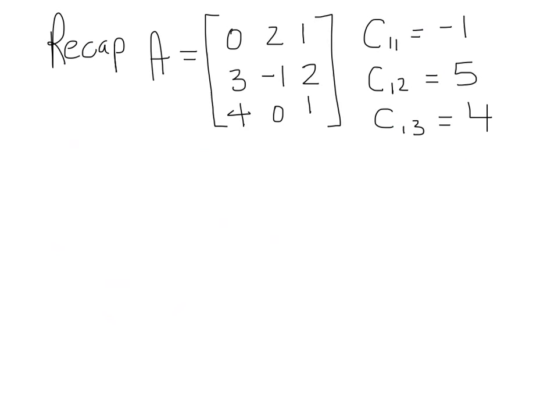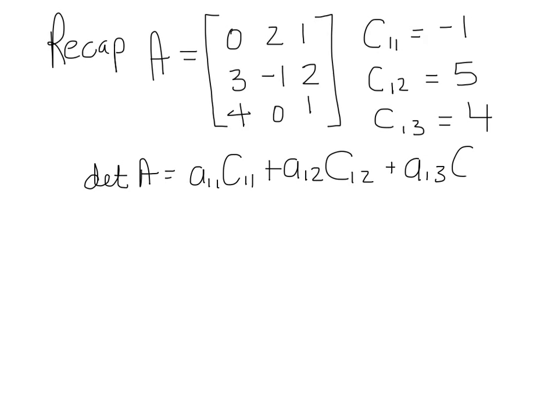Okay? Now, I need to remember what the whole determinant of A formula was. I'll remind you it's A11, C11, A12, C12, and A13, C13. So let's start plugging and chugging. All right, A11, that's the element in the first row, first column, right there. That's 0 times a -1. Who cares what it's times? It's got to be 0. So, nice that we have a 0 there.